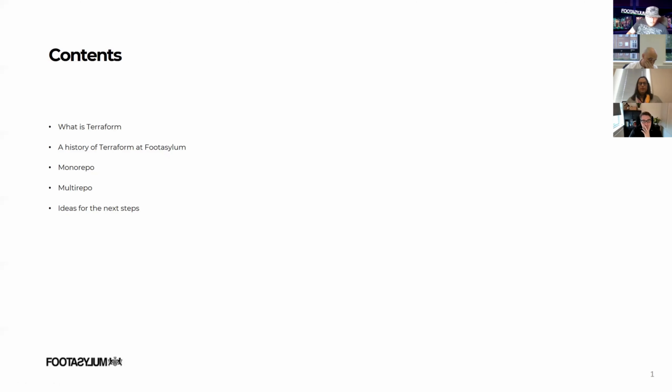So briefly I'm going to talk about what Terraform is, then talk about the history of Terraform at FOOTASYLUM before taking a little bit of a further dive into Monorepo, Multi-repo, and where I think the ideas for the future of Terraform will be for FOOTASYLUM.